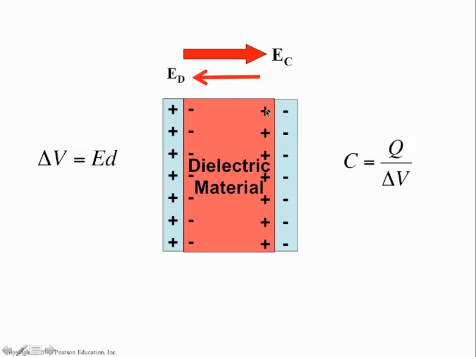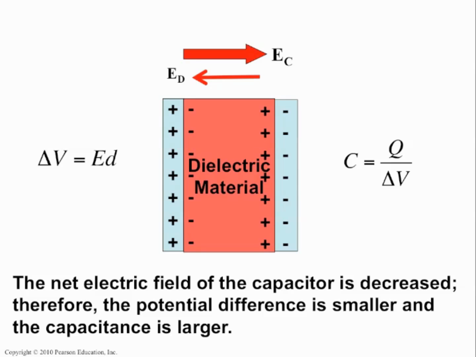Now we also know that the capacitance equals the total charge divided by the potential difference, or Q over delta V. Okay, so now let's put this together. The net electric field of the capacitor is decreased. I already explained that, and that's because ED is opposing EC. Therefore, the potential difference is smaller and the capacitance is larger.